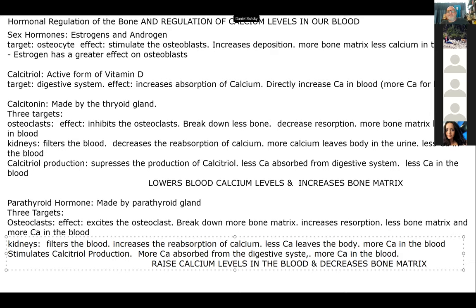So, there you go. Notice while we're talking about these hormones, obviously we're talking about the hormones. At this point, you should be getting sophisticated enough where I don't have to tell you that this is definitely a possible essay question. Absolutely, right?